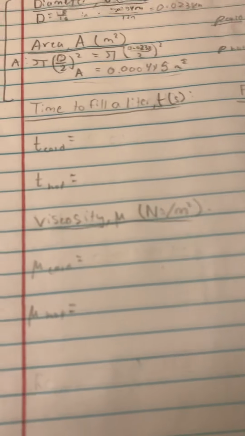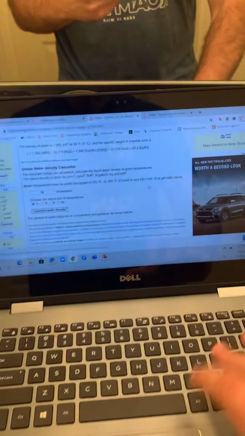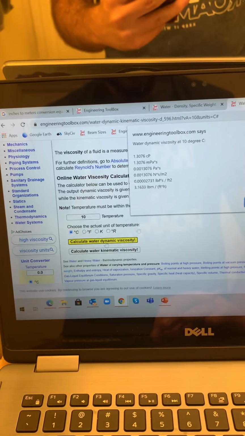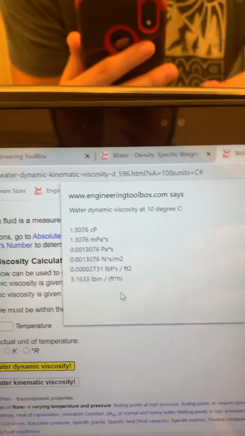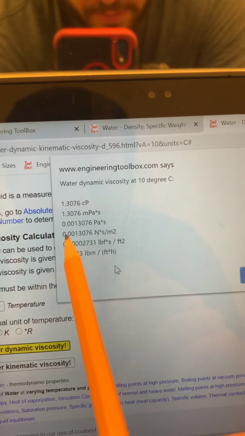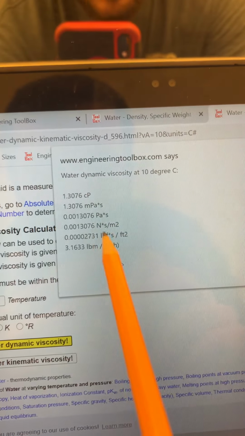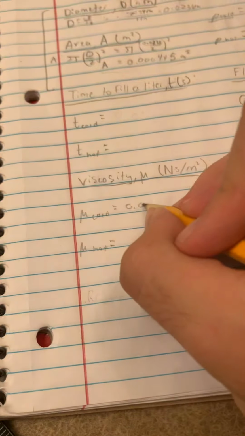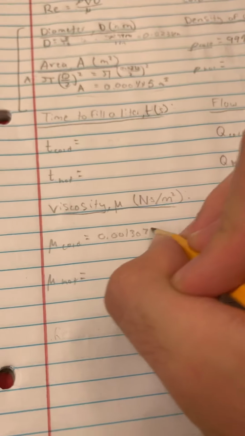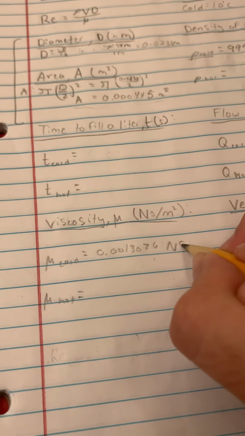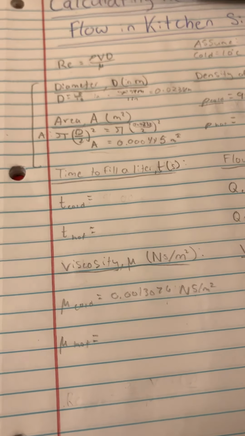And then we're also going to find the viscosity while we have the computer pulled up. The viscosity of water at 10 degrees Celsius, found in newton seconds per meter squared, is going to be 0.00130076. And then record that as well: 0.00130076 newton seconds per meter squared.